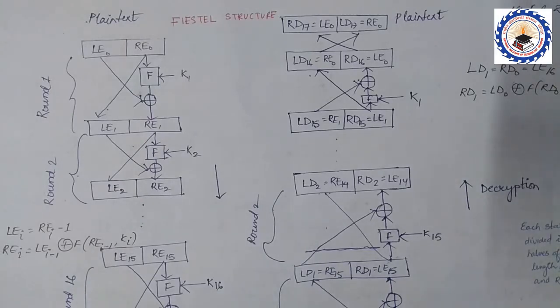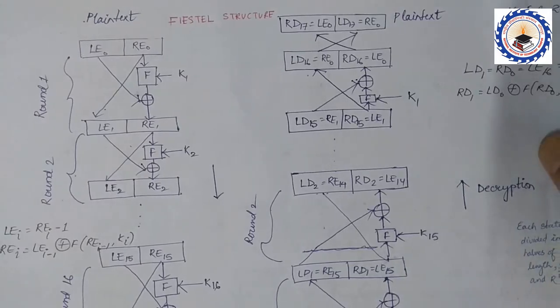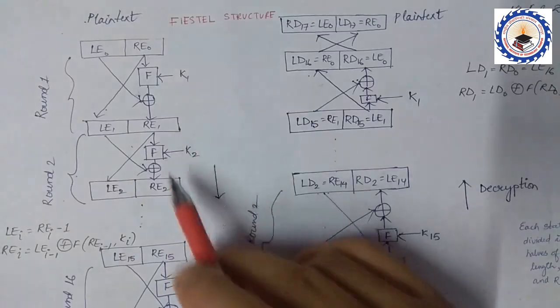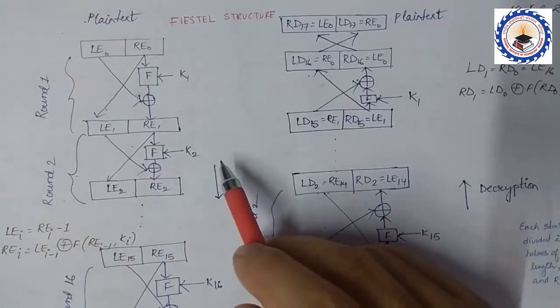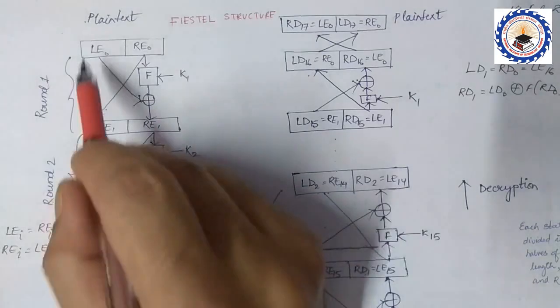This is designed by Horst Feistel, so after his name, we term it the Feistel structure. If you look at this diagram, all modern cryptography techniques follow the block cipher. The block cipher technique means the plain text will be divided into blocks first. It depends upon the algorithm. If you are using the DES algorithm, the block size will be 64 bits. If you are using the AES algorithm, it is 128 bits. So this is a single block.